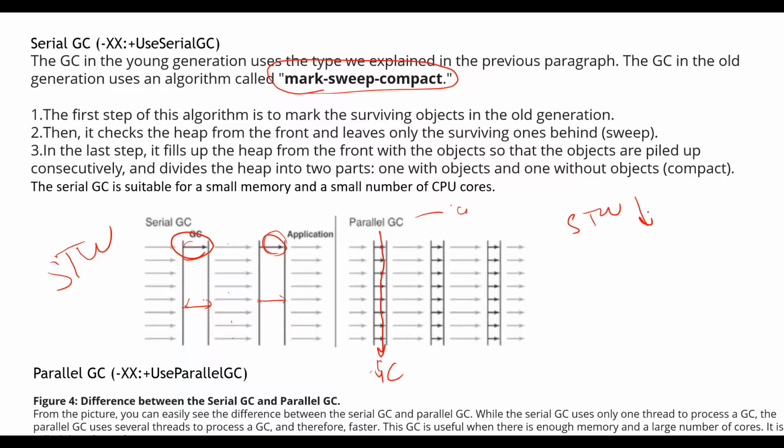Okay, so it reduces the stop-the-world time. That's why the parallel GC is called the throughput GC. It is advisable if you have a huge number of cores and good enough memory space, so you can use this parallel GC, right?